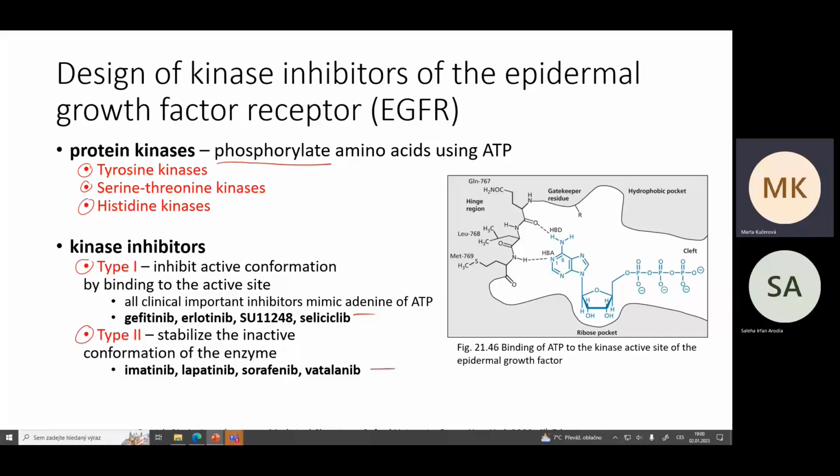ATP bind to the active site of kinase of epidermal growth factor. And you can see that there is a hydrogen bond acceptor interaction on the purine ring, hydrogen bond donor interaction on the amino group. There is a ribose pocket and 3 phosphate moieties stick out of the binding site in the cleft in the external part of the protein.